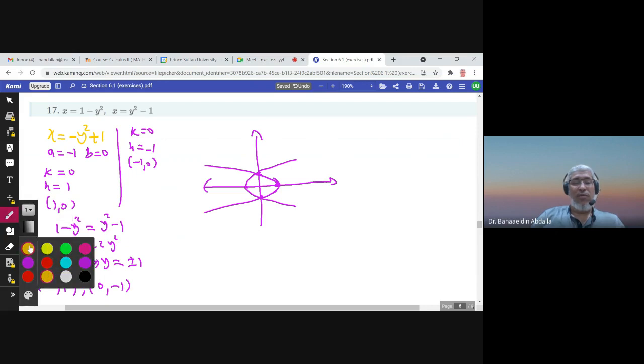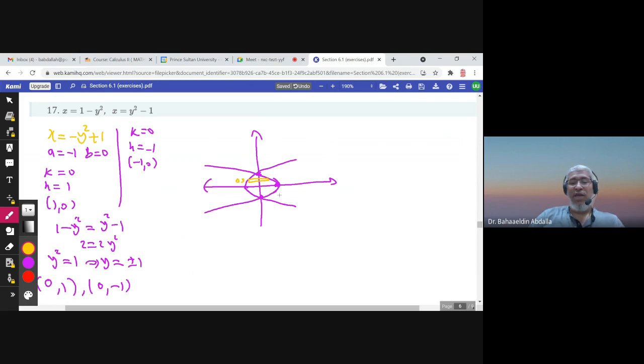Now, should we use a horizontal or vertical rectangle? If I use a vertical rectangle, I have to divide the region into two regions, because here this is above this, but this is above this and the other one. But if I use a horizontal rectangle with width delta y, and move it up and down, always this curve would be to the right of this curve.